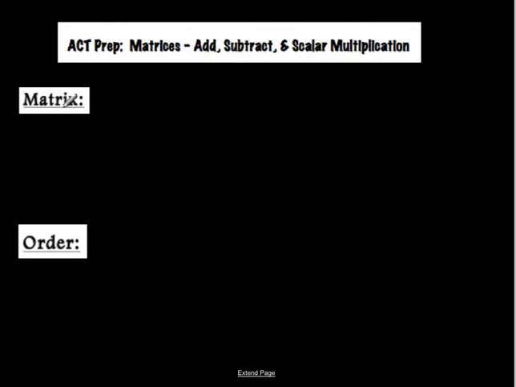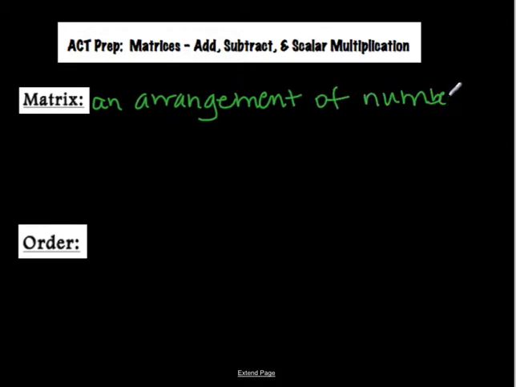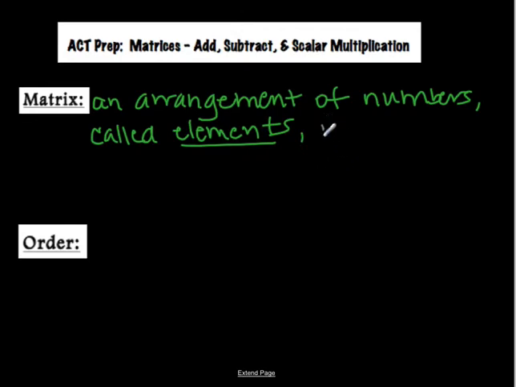So what a matrix is, is an arrangement of numbers, and these numbers are what we call elements, in rows and columns. So matrix is the singular form, matrices is the plural.